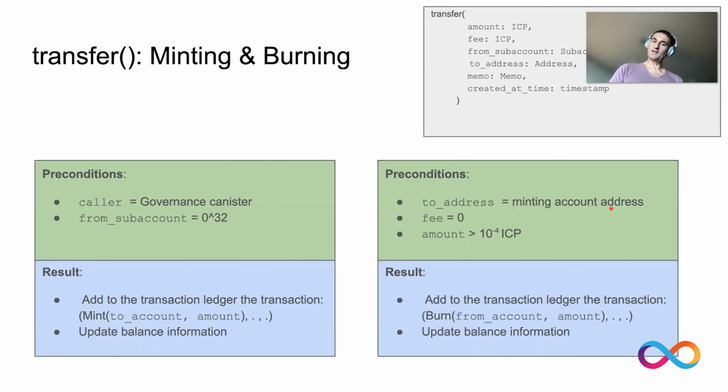So if the address is the minting account address, then the tokens that are being transferred will simply disappear. We have right now two restrictions, so not all calls like that will succeed. It must be the case that the fee that is specified is 0, and the amount that is burned is more than 10 to the minus 4 ICP. So if this is true, then we add to the transaction ledger the information that we have burned from the source account a certain amount, then we update the balance information.